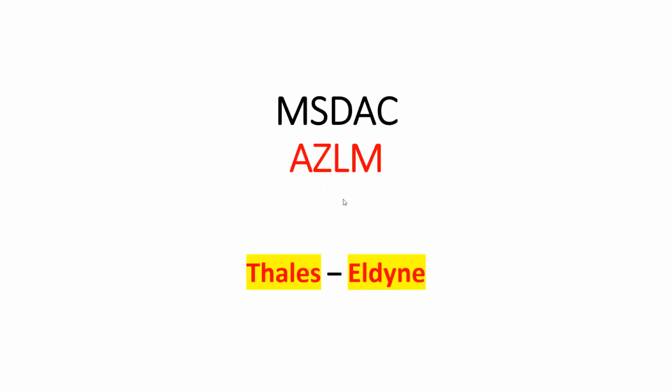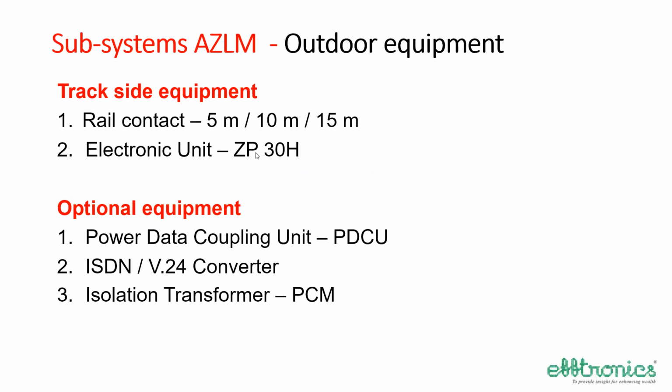This is called AZLM. MSDAC, one of the oldest ones, made by Thales, but manufactured in India by Eldyne. Part of it is imported, and this we will cover now. This has the same trackside equipment, the rail contact and electronic unit, just like Siemens, and there are optional equipments, power and data coupling units, and isolation transformers in case of noise.